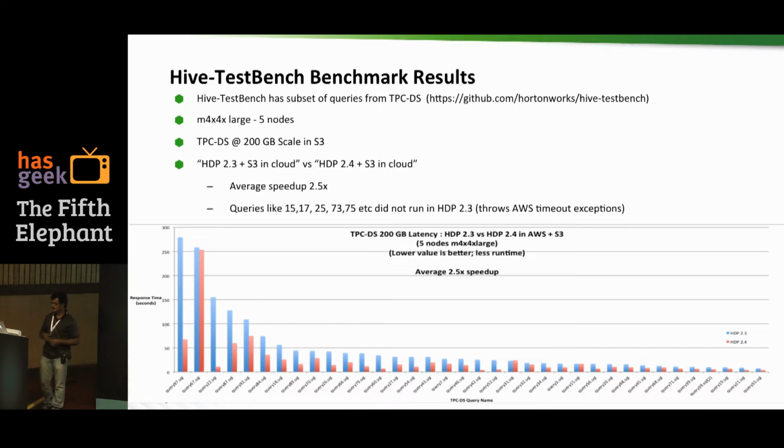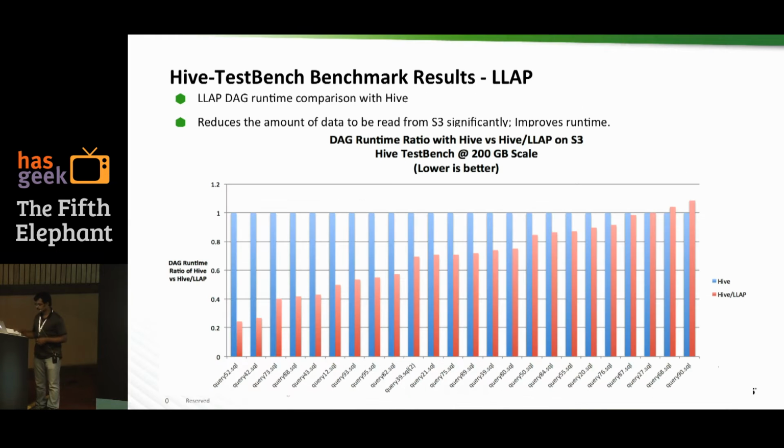An interesting observation is that lots of queries, like query number 15, 17, and so on, didn't even run in the early versions of HDP. The reason was AWS connect timeouts were happening. But with the recent versions, this has been fixed. All the queries run, and also we get an average speedup of 2.5x.